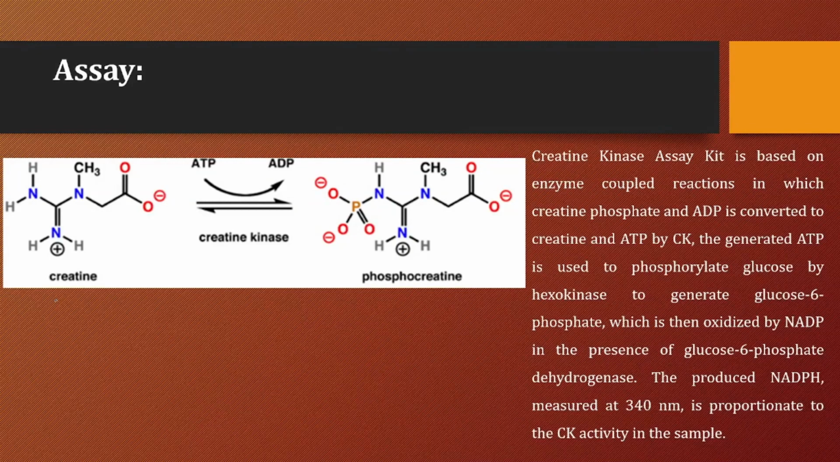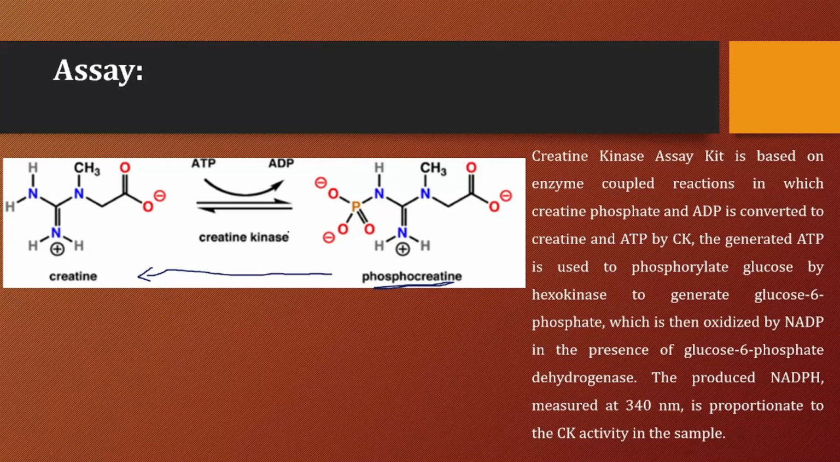Next, if we talk about the assay, meaning how will we qualitatively find out whether creatine kinase is being formed within a system or not. So as you can see here, the substrate for creatine kinase is called phosphocreatine or creatine phosphate. With the help of creatine kinase, phosphocreatine is converted to creatine, and this is the reaction catalyzed by creatine kinase.